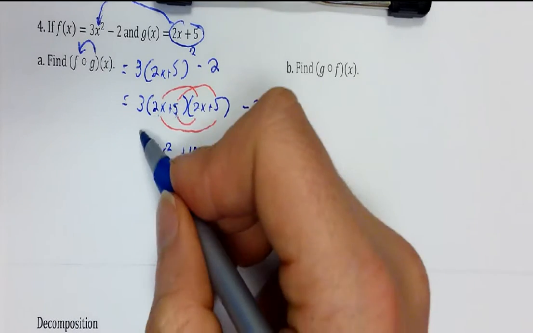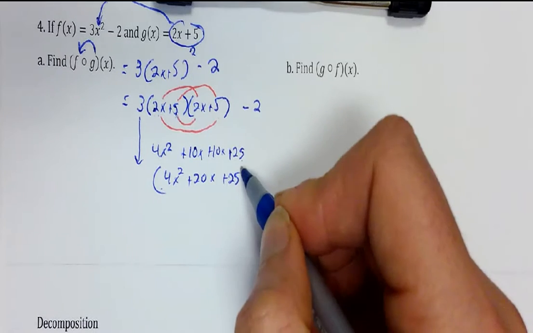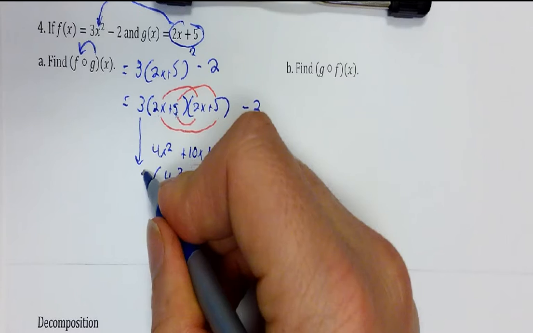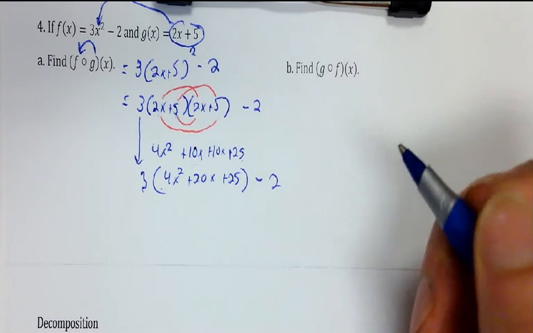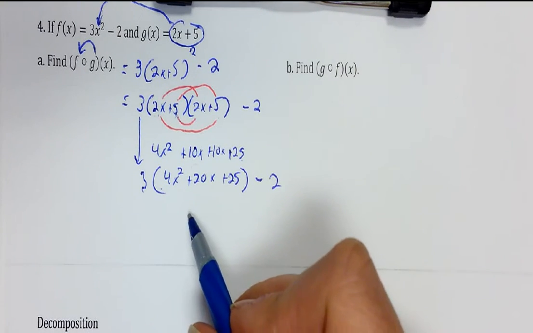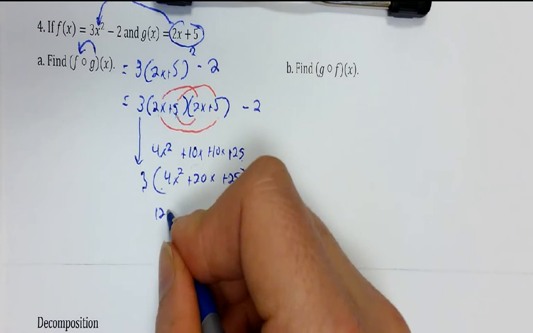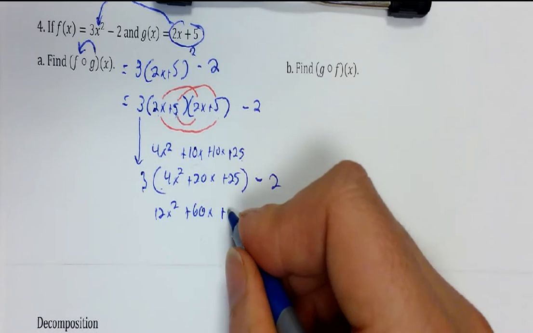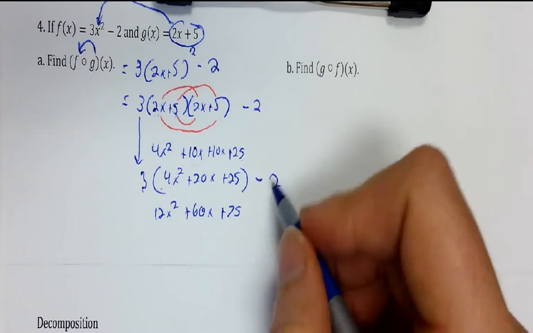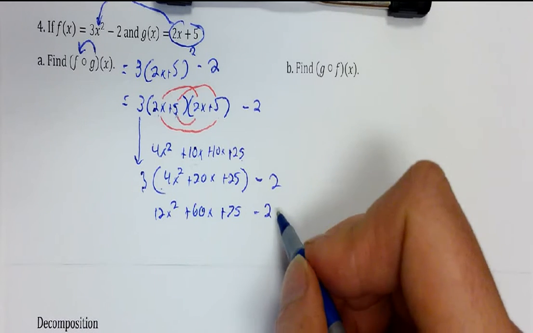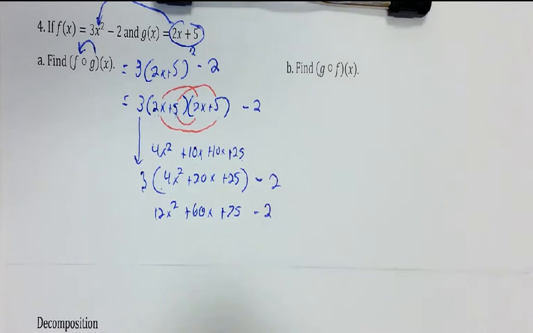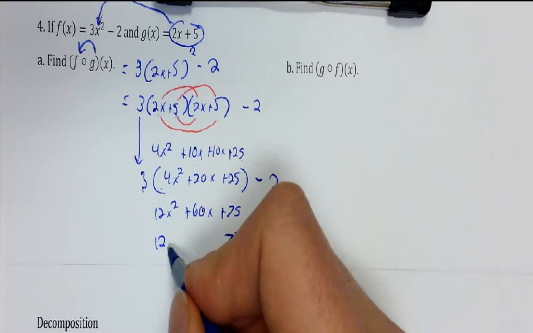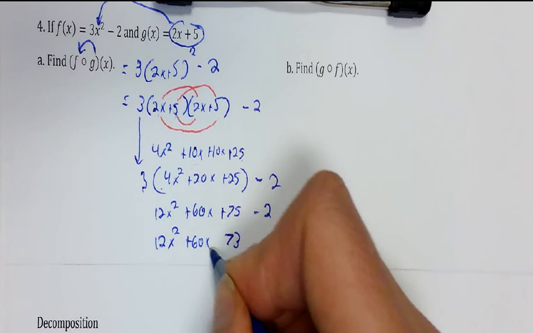All right, now that I FOILed it and simplified it, I want to distribute that 3, and then I'm going to subtract 2. So I distribute 3, I get 12x squared. 3 times 20 is 60x. 3 times 25 is 75. And then finally I have that minus 2. Not a whole lot to do, just 75 minus 2. That's the only thing left to simplify, and that is 73. So I've got my final answer, 12x squared plus 60x plus 73.